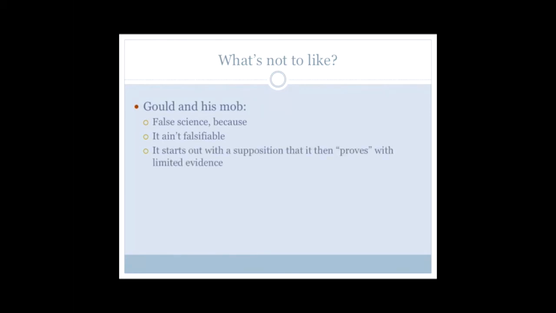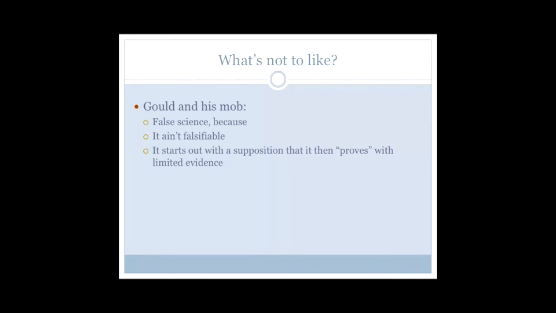The kind of people that have resisted the claims that I've detailed, people like Stephen Jay Gould, believe that these kind of things are false science because these hypotheses aren't falsifiable. You cannot design an experiment to falsify them. What tends to happen is that people like Kanazawa start out with a supposition and then use their evolutionary theory to prove the supposition with extremely limited evidence. And we've already seen that Gould and people allied with him tend to come from the left.